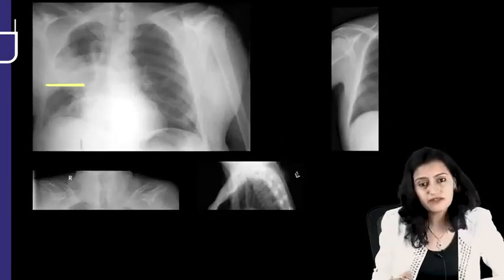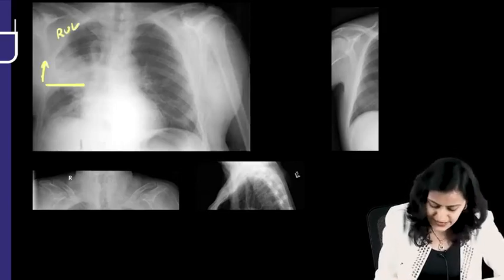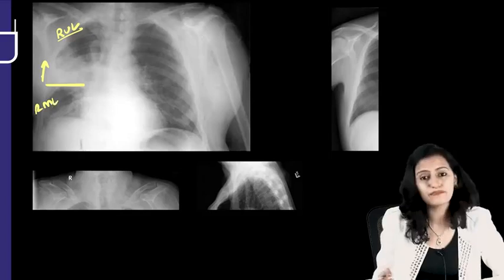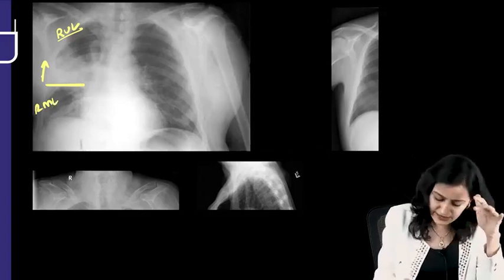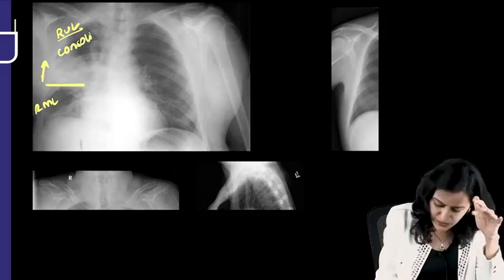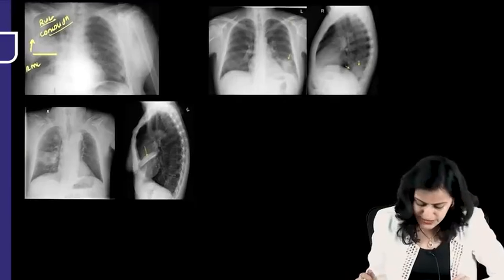This is the horizontal fissure. The opacity is above that. So that means this is right upper lobe, because below that is the right middle lobe. Because the fissure is in its position, it's not shifted. That is why this is right upper lobe consolidation. No shift is consolidation. What do we see here?